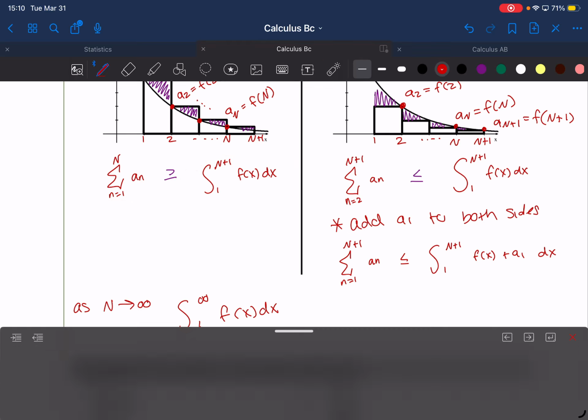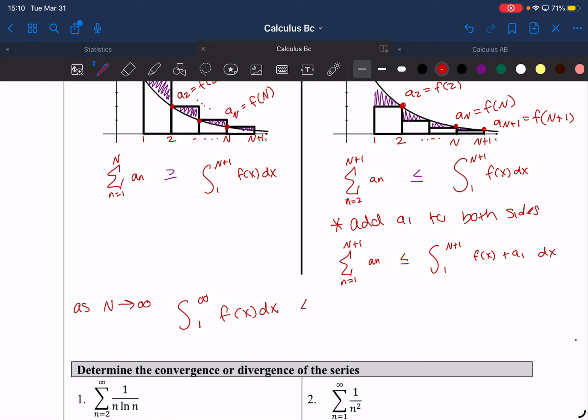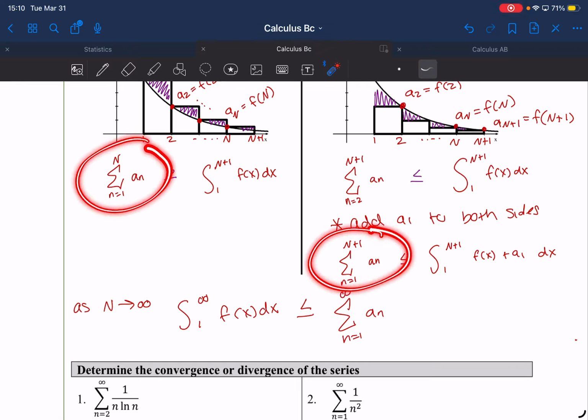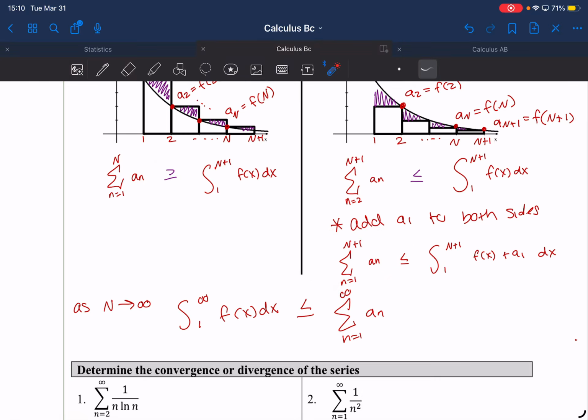Then I'm going to do less than or equal to the summation of n equals 1 to infinity of a sub n. Notice when I change them, this and this summation are now the same. And that is going to be less than or equal to the integral from 1 to infinity of f of x plus some constant a1 dx.